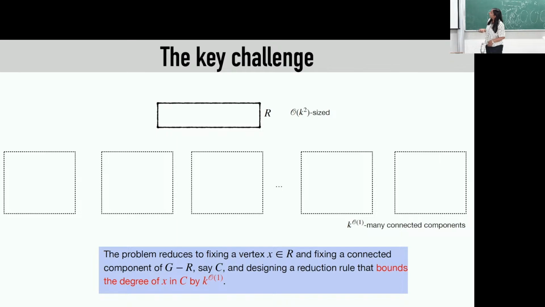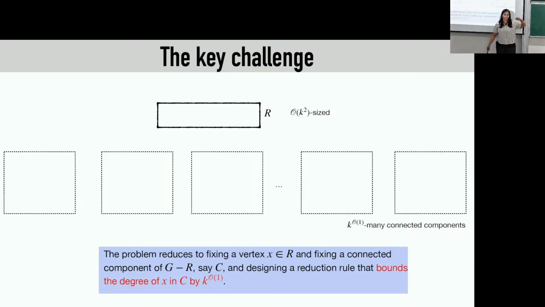Okay. So this is this figure that I was drawing here. We have a set of size k squared. We remove it, we get some connected components. There are ways of bounding the number of connected components. And to bound the size of a connected component, believe me, if you bound the set of neighbors of R in any connected component, then this will bound the size of the connected component. And anyway, the size of R is bounded by order k squared.